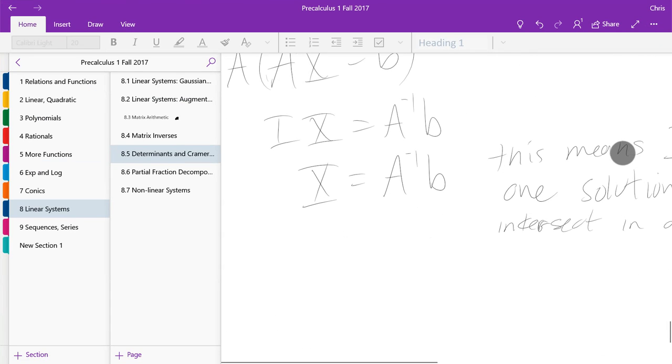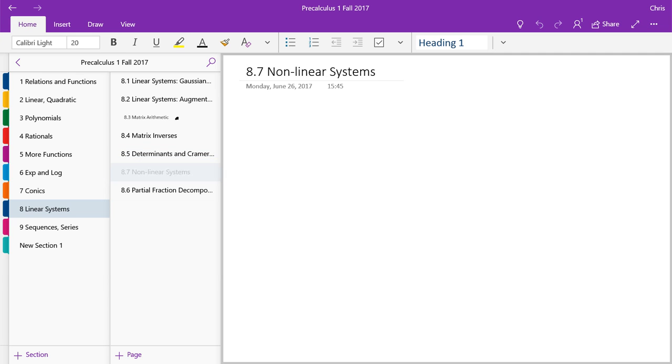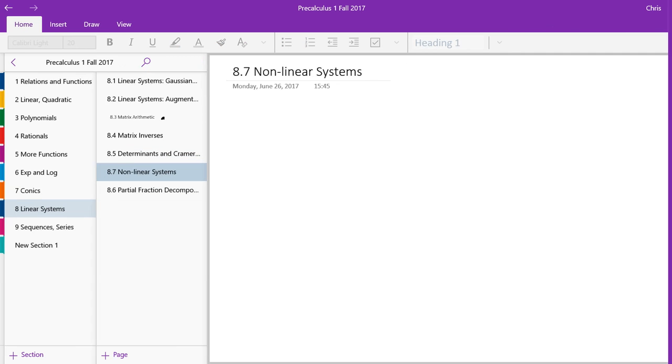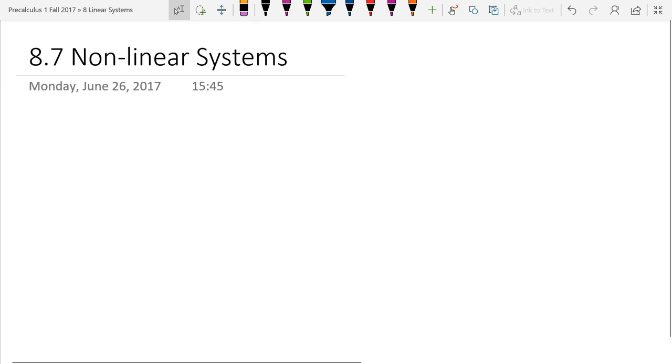So now we're going to skip 8.6 and we'll come back to that, but I want to jump into 8.7. So 8.7 is nonlinear systems. So we just finished linear algebra and matrices, which are linear systems. So now we're going to look at nonlinear systems.